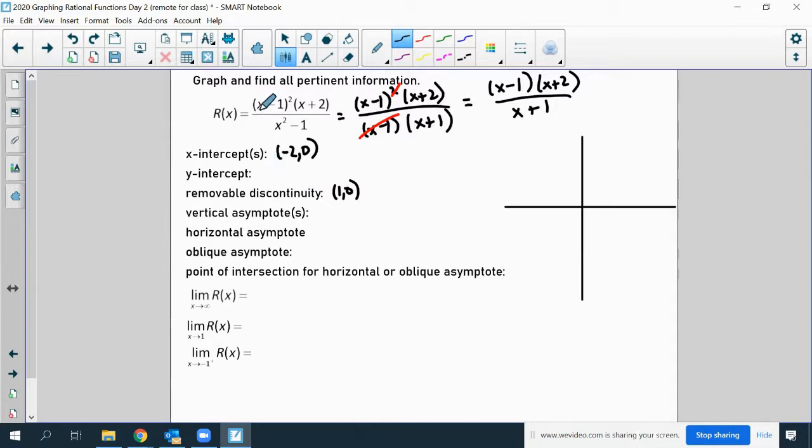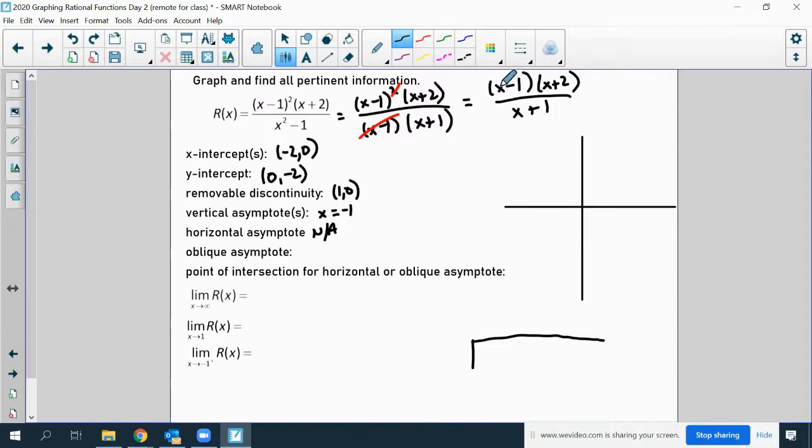The y-intercept, if I plug in 0 for everything, I get 2 over -1. So that's 0, -2 for my y-intercept. I have a vertical asymptote at x equals -1. I have no horizontal asymptote because if you notice, the power in the numerator is greater than the power in the denominator. So I'm going to have to do long division to find the oblique asymptote.